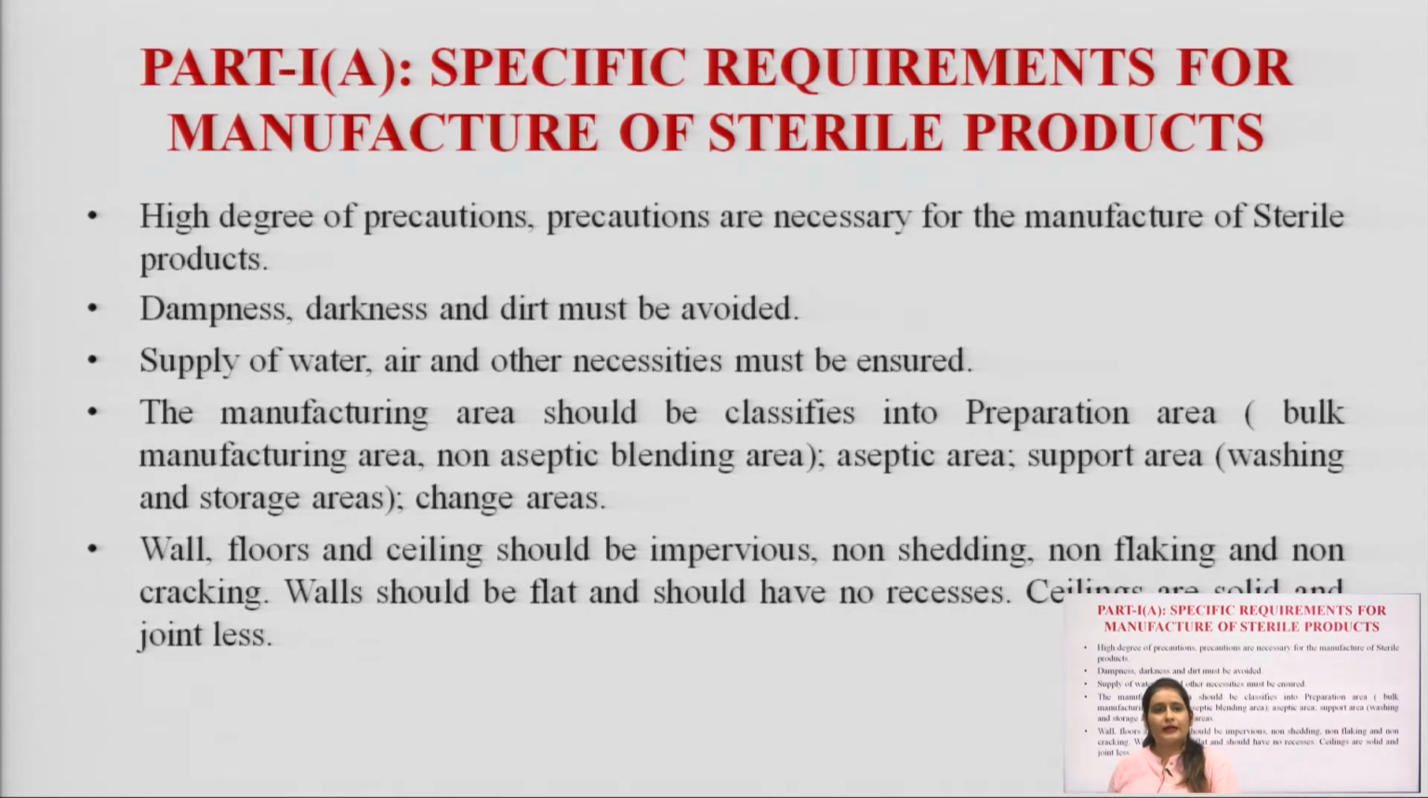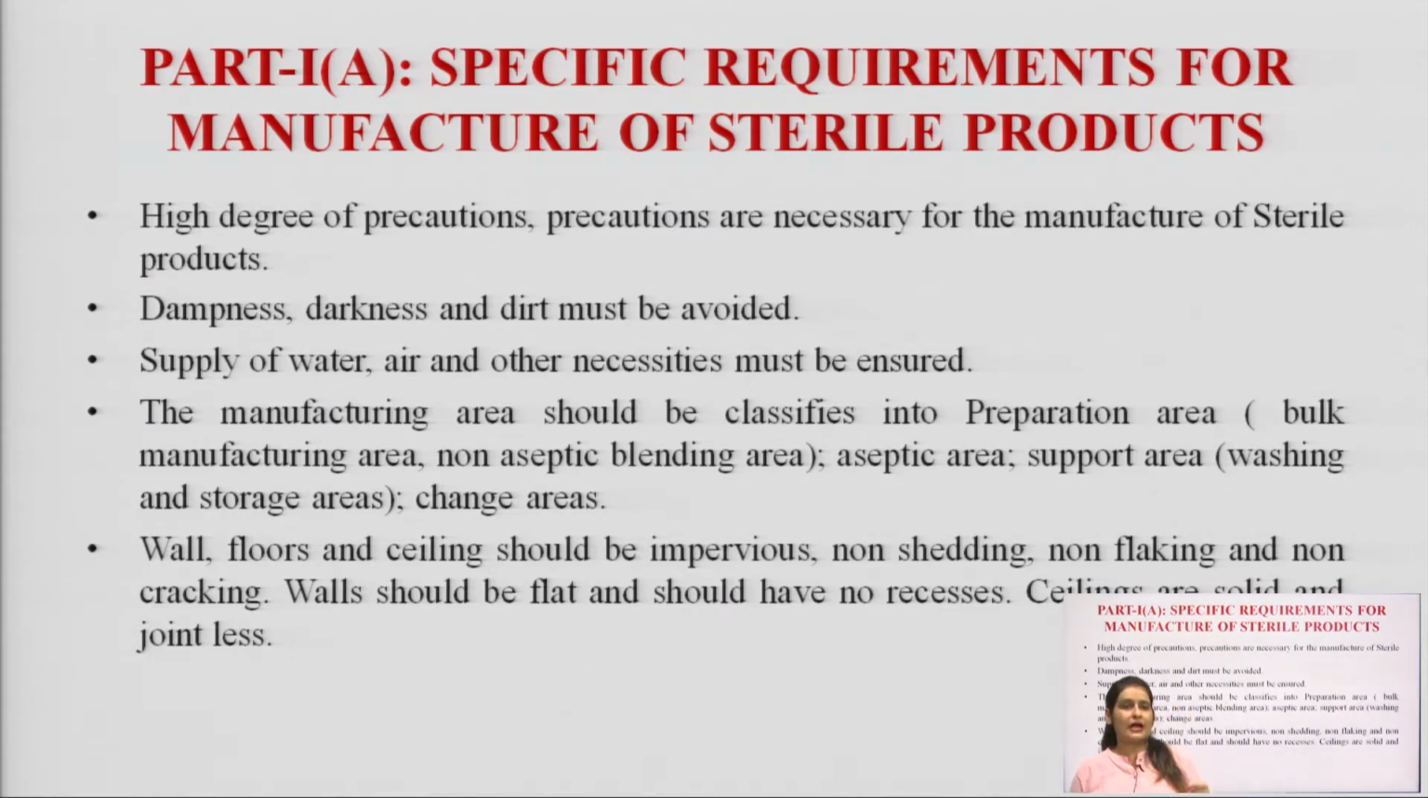The manufacturing area should be classified into preparation area, bulk manufacturing area, non-aseptic blending area, aseptic area, and support area, that is washing and storage area, and change area. Wall, floor and ceiling should be impervious, non-shedding, non-flaking, non-cracking, and walls should be flat and have no recess. Ceilings are solid and jointless.